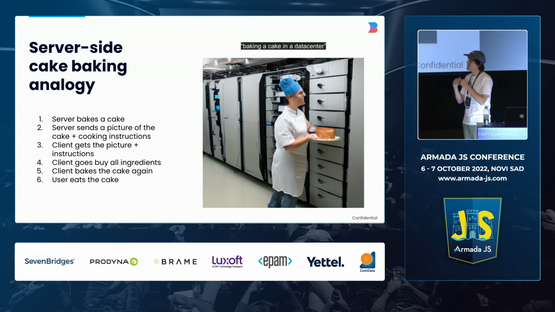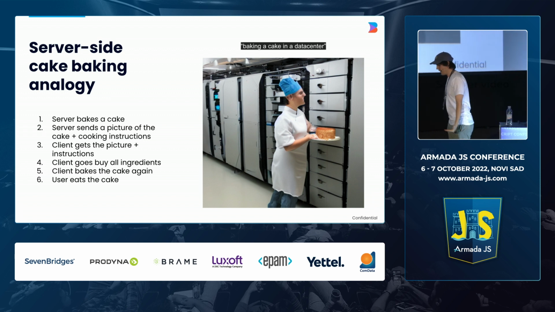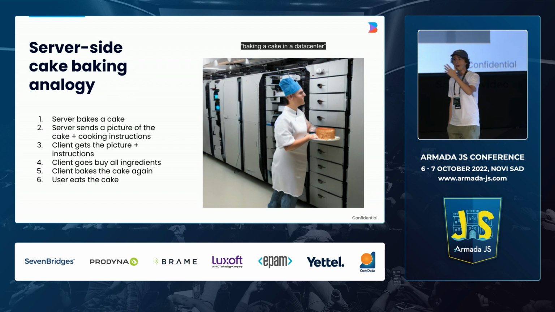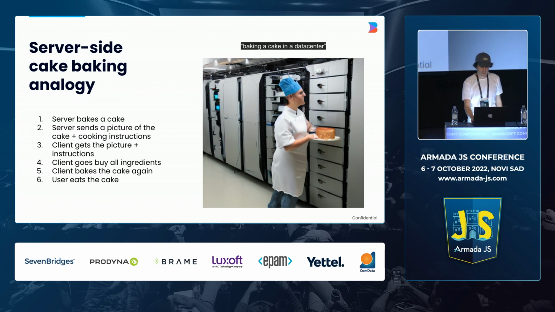Instead, the server sends the picture plus instructions and everything that's needed. And then the client, the browser, needs to go to the grocery shop and get all the ingredients, make the cake, and then compare that the cake that it made and the cake from the photo are the same. And then it's like, yeah, here you go. You can eat the cake.